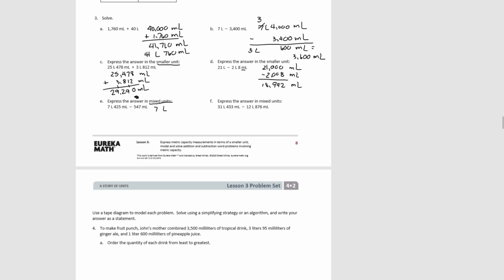If we write this in vertical form, we can't subtract 547 from 425, so we would have to rename 1 liter as 1,000 milliliters. Now we can do the subtraction. We'd have 6 liters and 878 milliliters. Pause the video and try F.